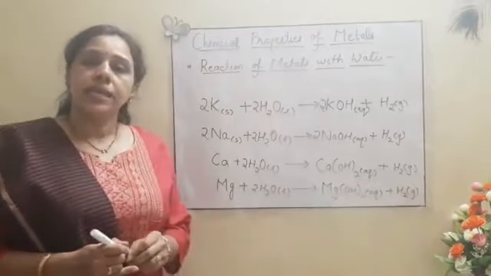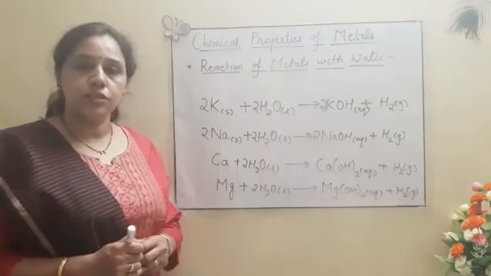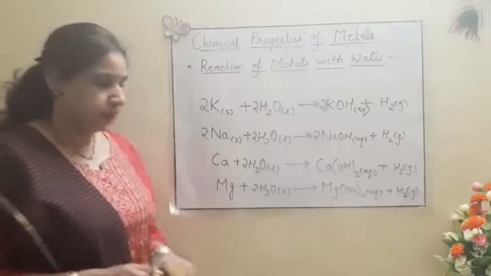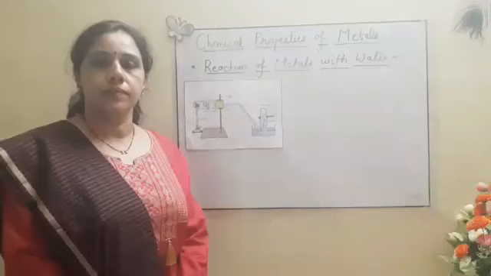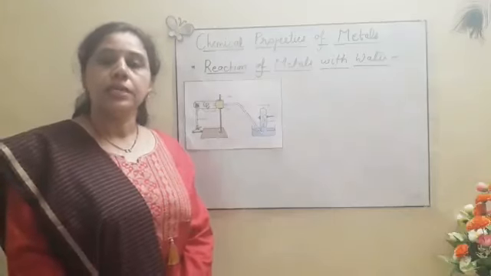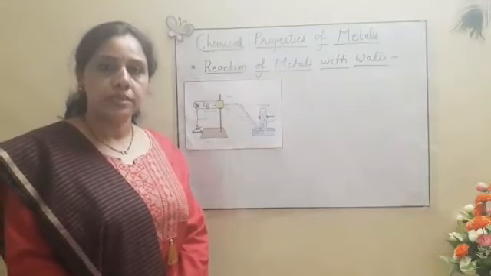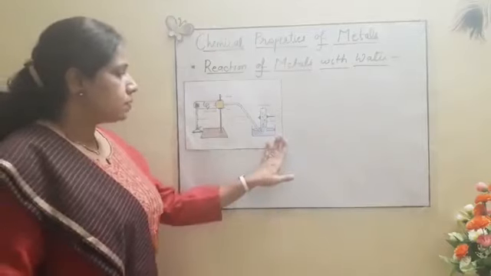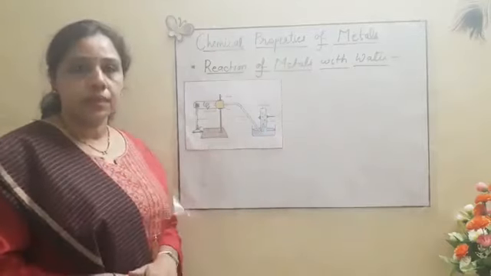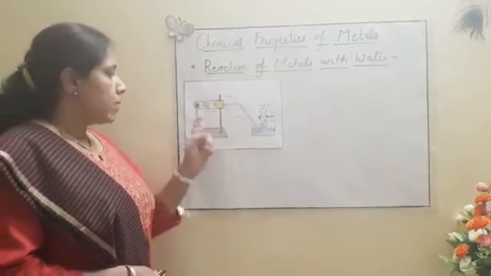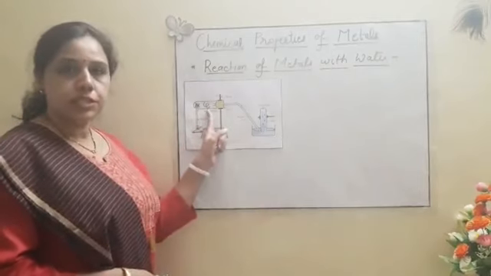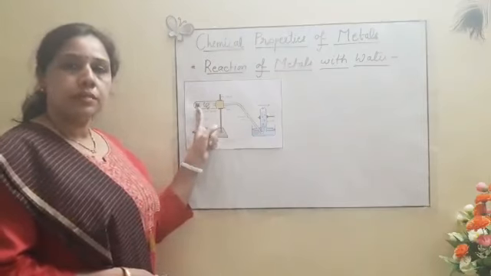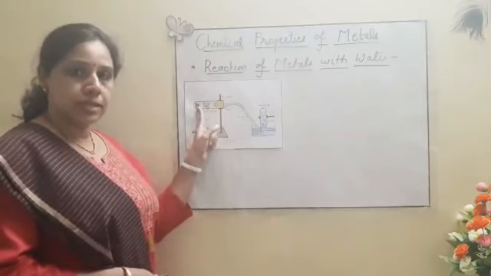Now, next we will be discussing the reactions of metals with steam. In order to conduct the reaction of metals with steam in the laboratory, we require a setup as shown in this figure. Here we can see the metal sample is taken in this test tube, and at the end of the test tube, a glass wool soaked in water is kept.